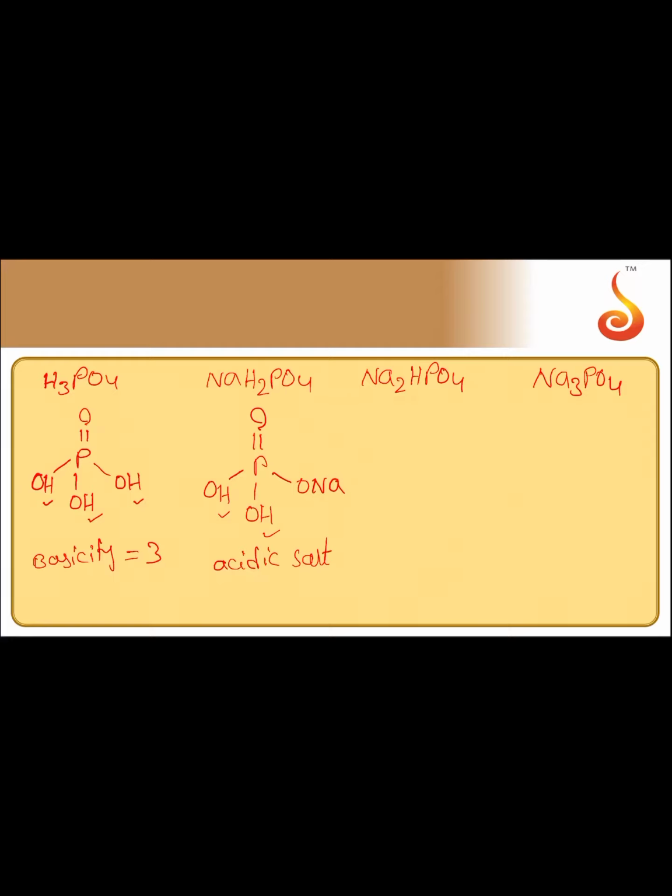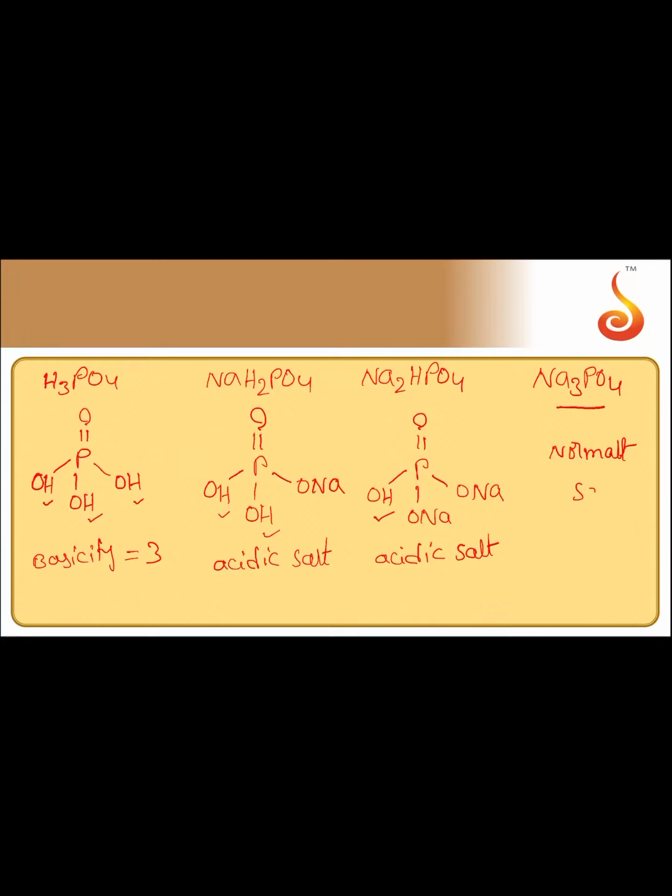Next, Na2HPO4, P double bond O, ONa, ONa, and then OH. Still this salt is having 1 acidic hydrogen, so this salt also can be considered as an acidic salt. But Na3PO4, if you take, all the 3 acidic hydrogens are replaced by sodium, so there is no acidic hydrogen here, so this salt is normal salt.